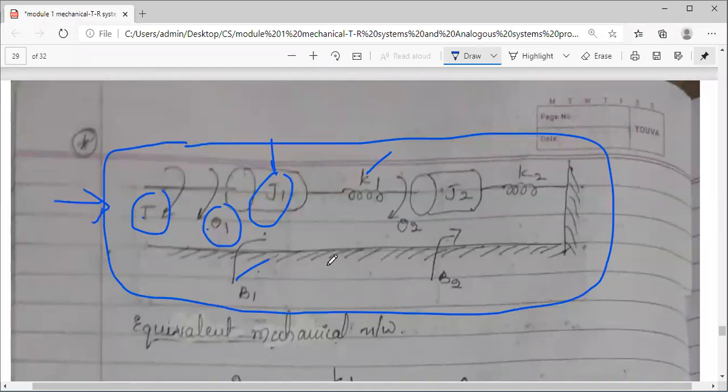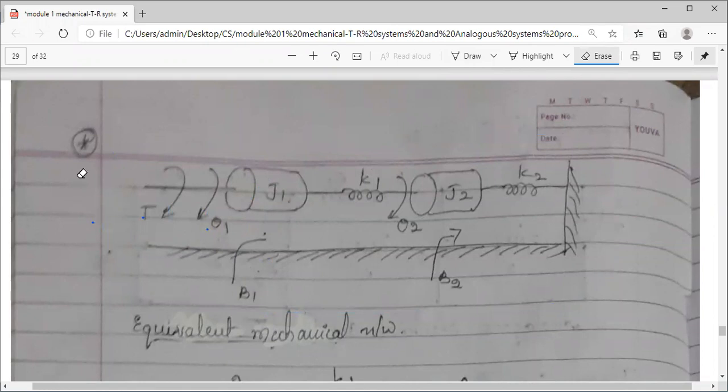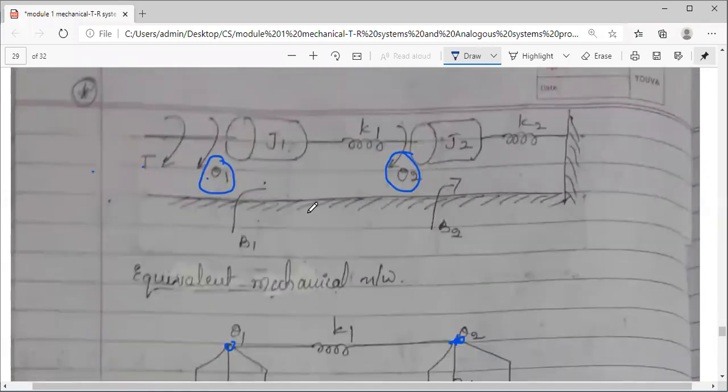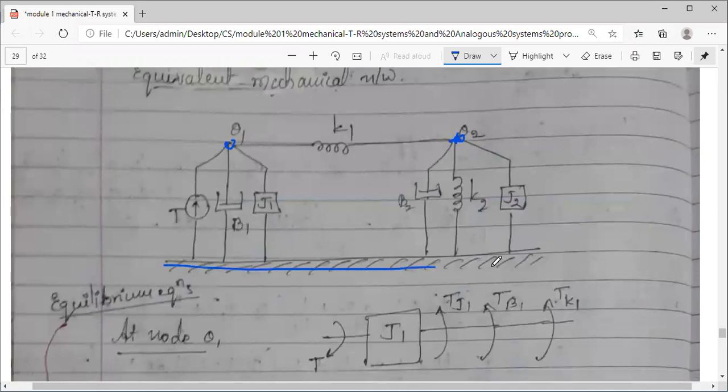Fine. So what is the first step? We should go for its equivalent mechanical network. How will you go for it? The very first step is to check the number of displacements in the given mechanical system. How many displacements can you see? Angular displacements, theta 1 and theta 2. Two displacements are there, so obviously in the equivalent network we'll have two nodes. Let me draw two nodes, theta 1 and theta 2. And as I have told you, at some distance we should draw one common reference. Let me draw that also, a common reference.